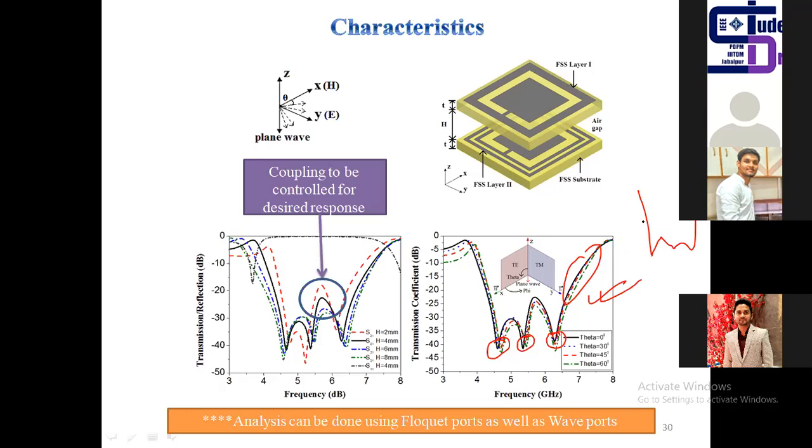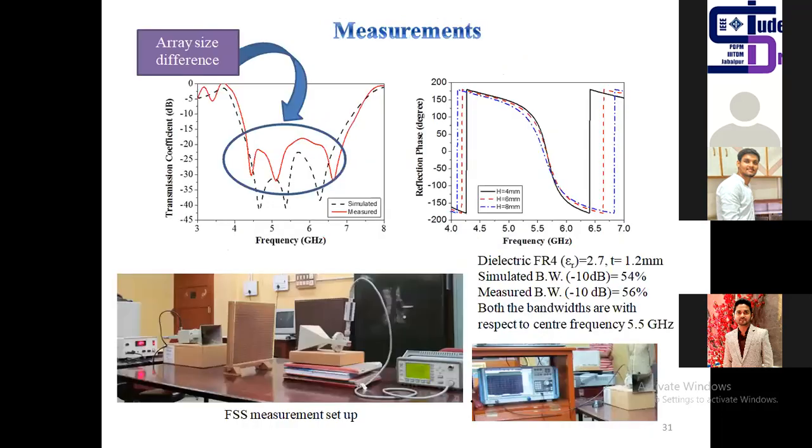This is the measurement process again. And as I told you, you can also use the VNA, that is the vector network analyzer. In this figure, you can see, its frequency range is up to 20 gigahertz. And we have measured in University of Kalyani, and there we got this response.